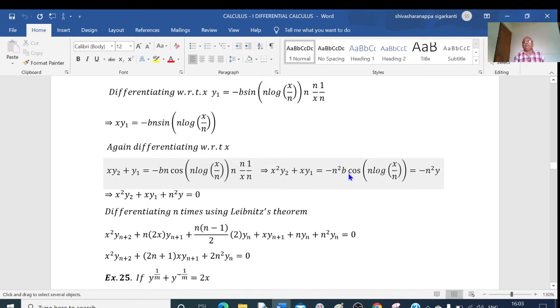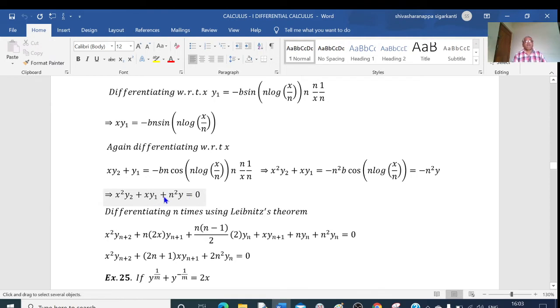Okay, and this is equal to minus n square into b cos n log of x by n, this is nothing but our y. So that is minus n square y. This can be written as x square y2 plus x y1 plus n square y is equal to 0.